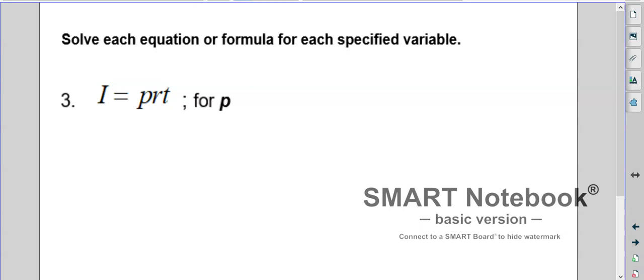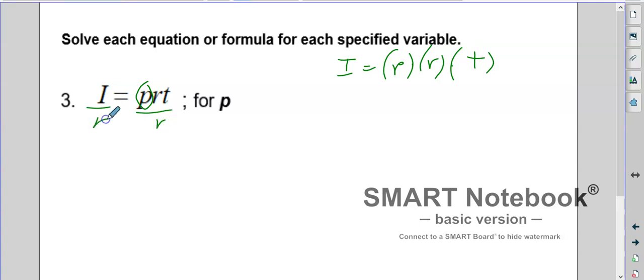Now, what if I have nothing but variables? And it says solve for p. Well, I need to get this p by itself. I like to circle the one I'm solving for just to keep me focused. Now, what is attached to the p? Well, technically, this is I equals p times r times t. Or you could have parentheses or whatever. But this is all multiplication going on. How do we undo multiplication? We divide.